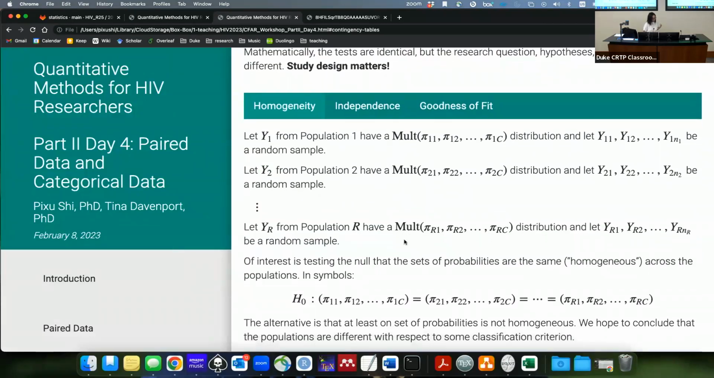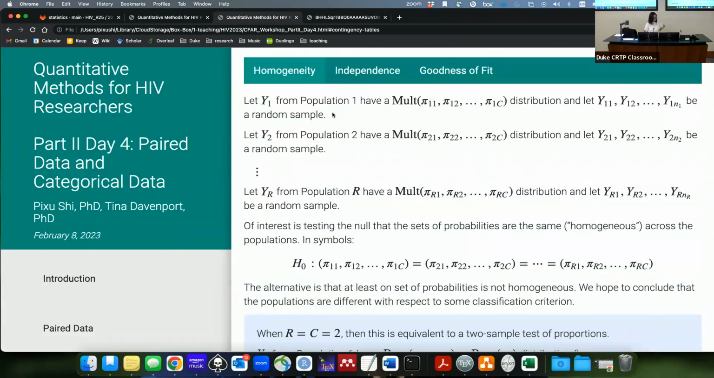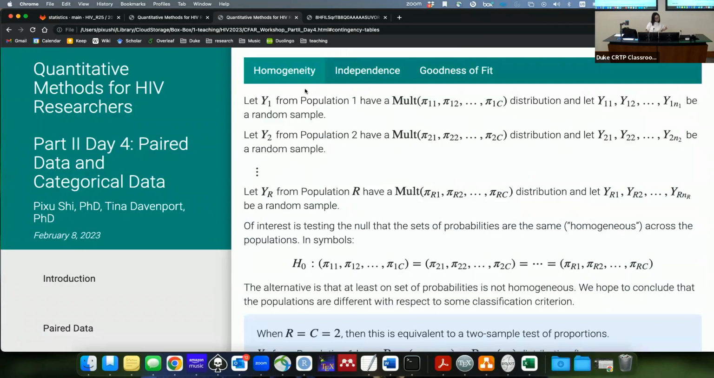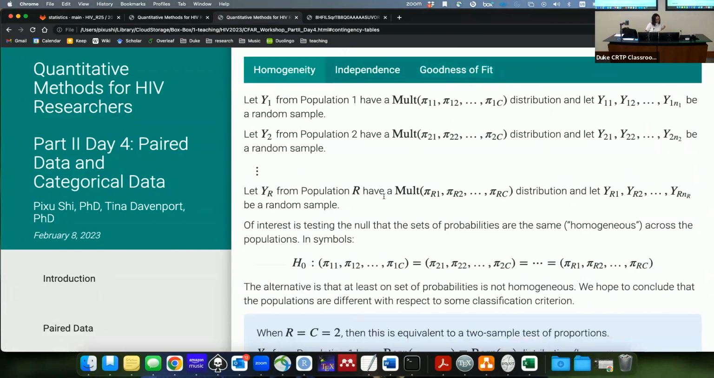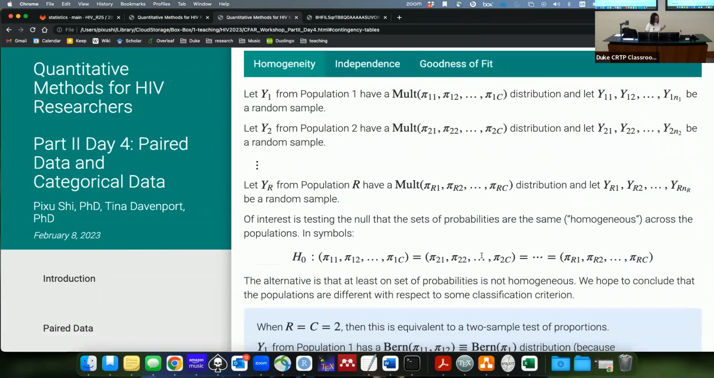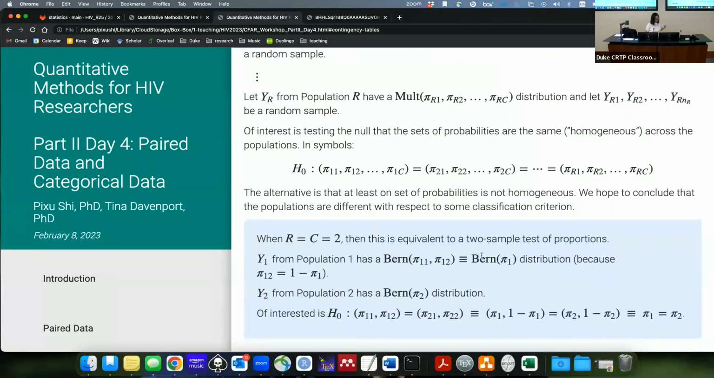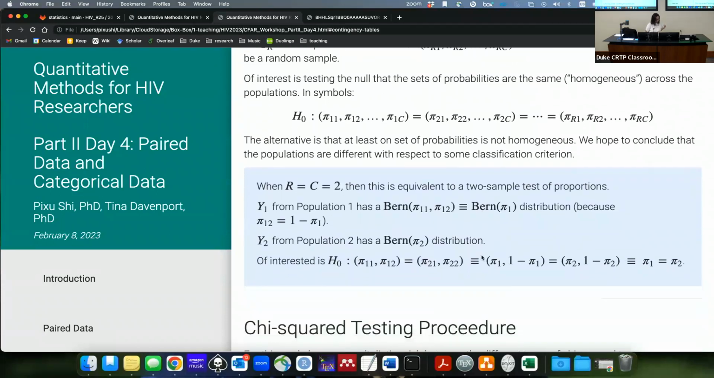So let's try to. I think I just talked about the homogeneity, the independence, and the goodness of fit. You can look at the formula here, but I'd rather not repeat them by reading the slides again.